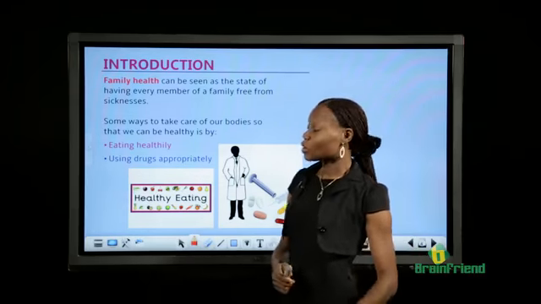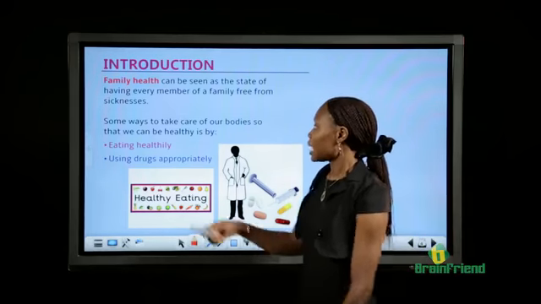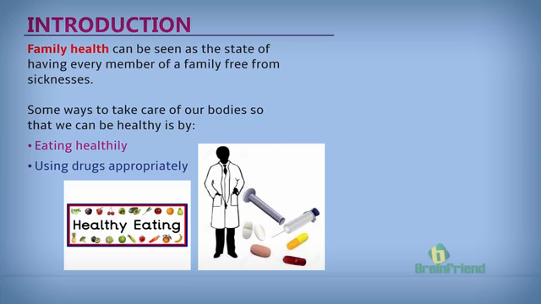First and foremost, our topic is family health. We've seen what family health is from our previous class. And we said family health can be seen as a state of having every member of a family free from sicknesses. Therefore, what do we do to stay healthy? Some of the ways include eating healthily and using drugs appropriately.